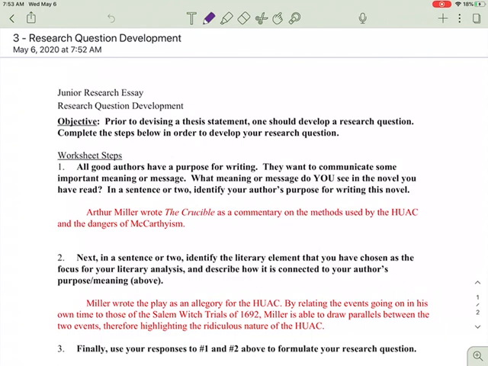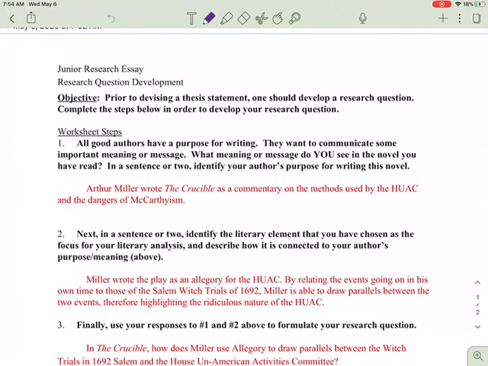Okie dokie. So, today we're going to start working on our research question development. In order to do research, we need to know what we're researching. Eventually this will develop into your thesis, but we'll get to that next time. Your objective is, prior to devising a thesis statement, you should develop a research question.